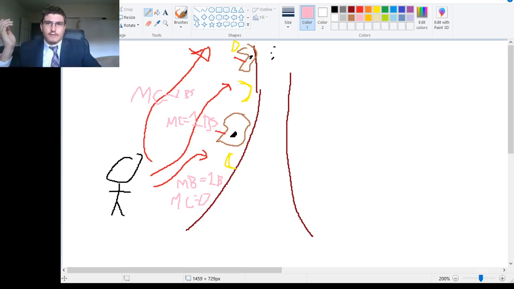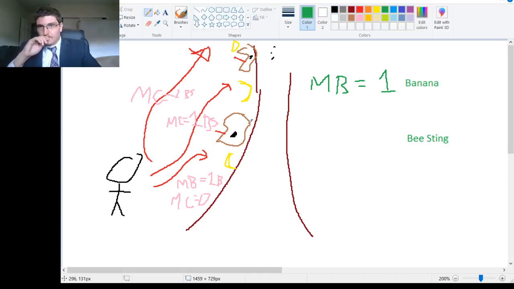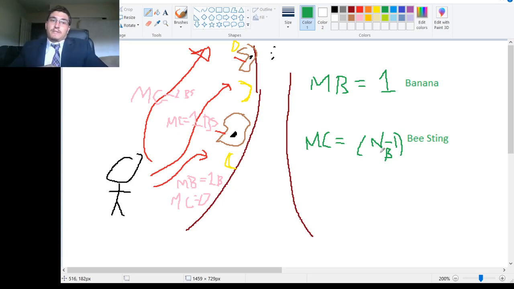Let me get a glimpse of how good this pink looks. Okay, the pink does not look very good. We're going to draw his marginal benefit, which is always going to be 1 banana. And I can use words here. And his marginal cost is going to be a function of how many bananas he picks. We don't have to have the math foolproof yet, but it's going to be for basically n bananas, n minus 1, because for that first banana that he picks, he doesn't get a bee sting. And this could be plural.